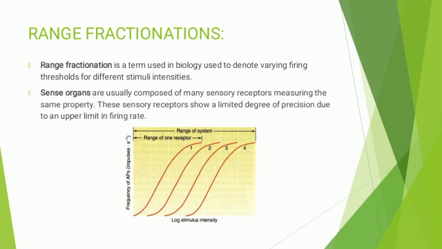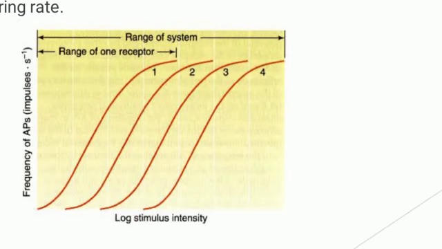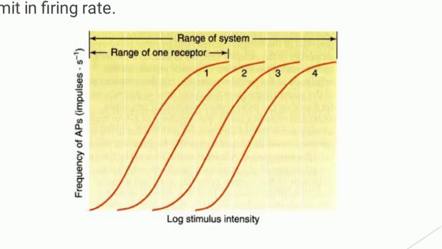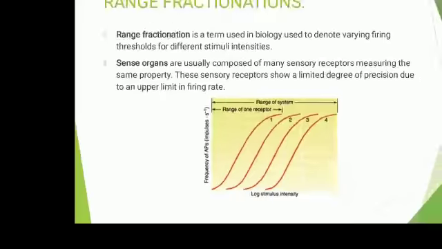Range fractionation is a term used in biology to denote range-finding threshold for different stimuli intensities. Sense organs are usually composed of many sensory receptors measuring the same property. Here at the x-axis we show log stimulus intensity, and at the y-axis we show frequency of action potential impulses. There are four different types of curves. The first curve shows the range of one receptor and all the curves show the range of a system. This graph helps to find out the value of range fractionation.